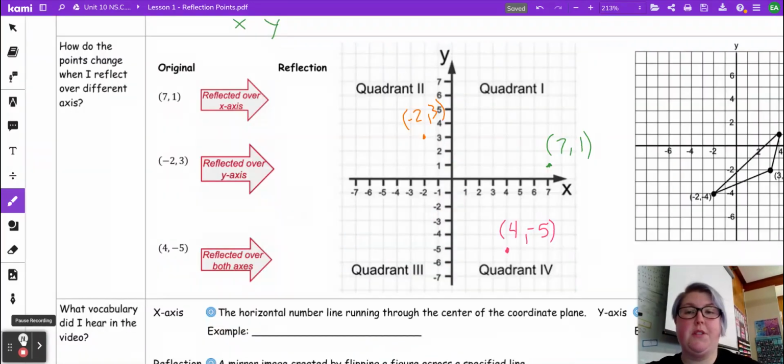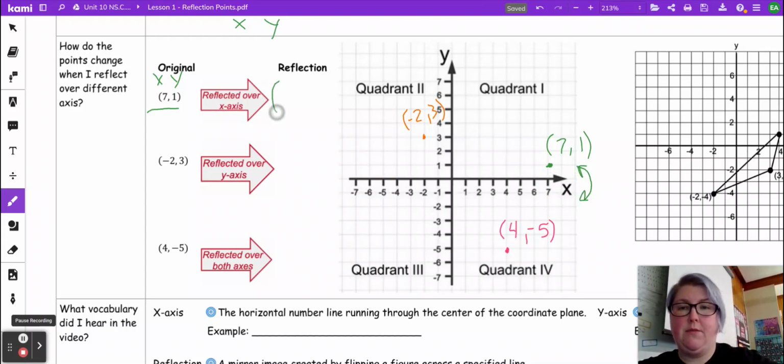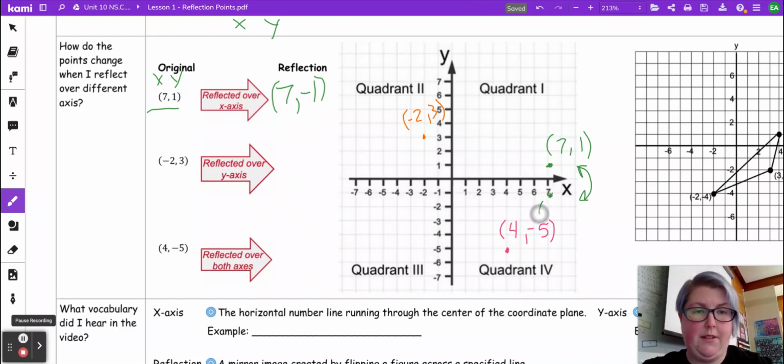All right, so now let's do some reflections. We are going to start with (7, 1). Remember, that is always the X first and then the Y. So we go over 7, we go up 1 to this green point. So if we're going to reflect over the X, we are going to go down, which means, remember, our X stays the same, our Y is now the opposite. So this becomes (7, -1) instead of (7, 1).